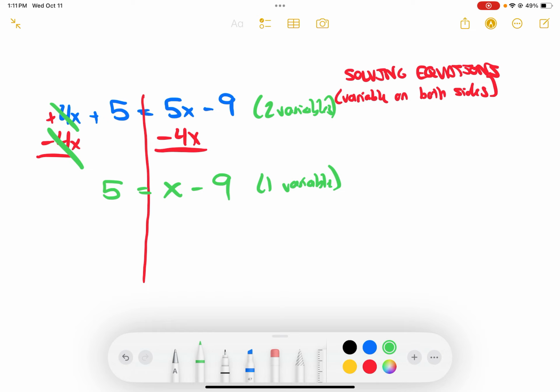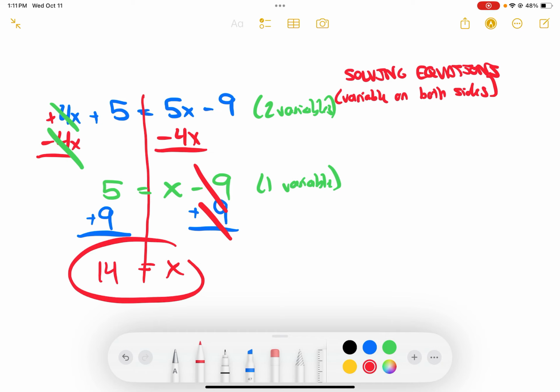Now I'm working with 1 variable, and it is now a lot more clear what I need to do, right? I want x by itself, but it's being subtracted by 9, so the opposite of subtracting 9 is adding 9. Negative 9 plus 9 is 0. Which is what I wanted. And 9 plus 5 is 14. And that's my final answer.